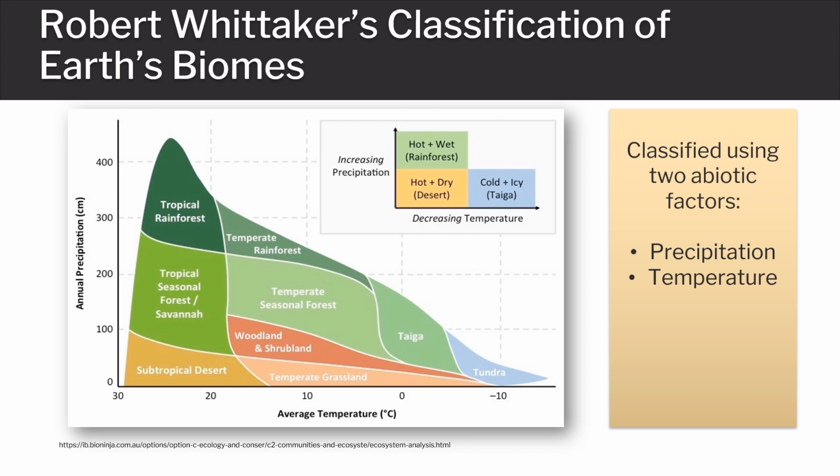Deserts typically have high average temperatures but low precipitation. They're hot and dry. Rainforests typically have both high temperatures and high precipitation. They're warm and wet. Taigas typically have low average temperatures and reasonably low precipitation. They're cold and icy.